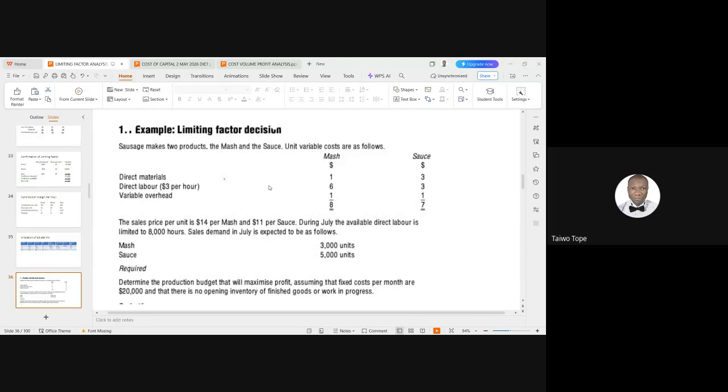Fine. So we have 8,000 hours available. What is the shortfall? The shortfall is 3,000 hours.